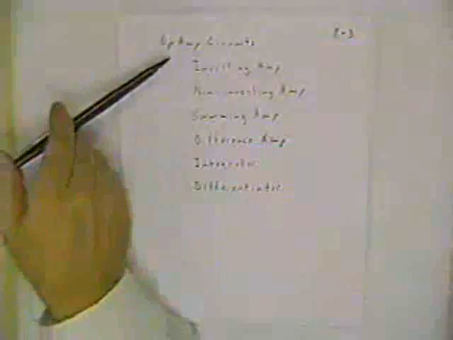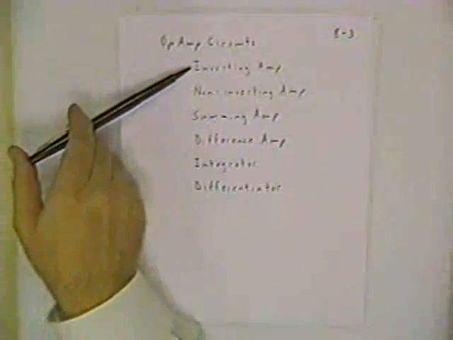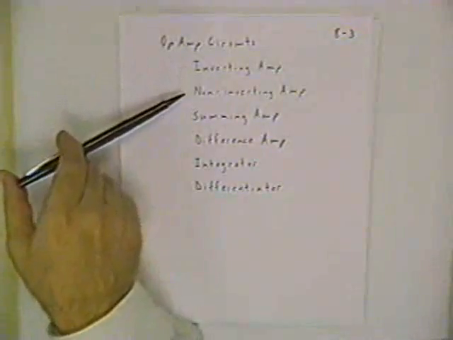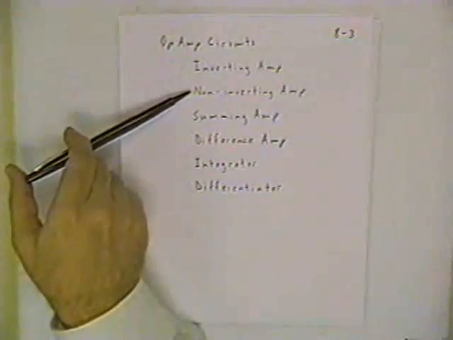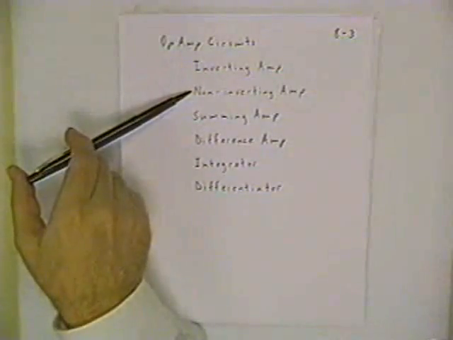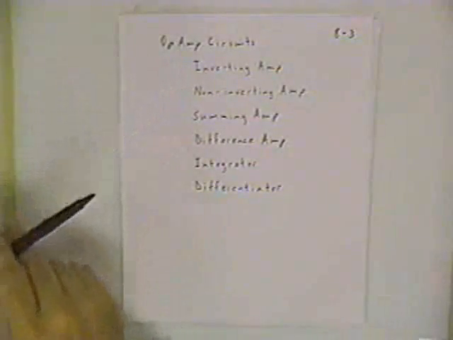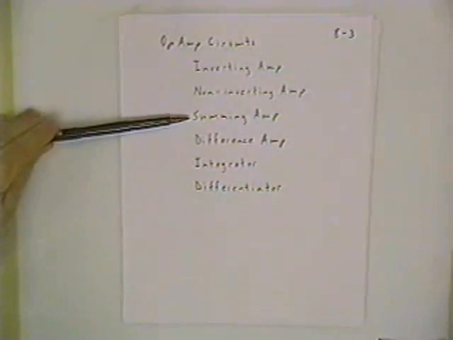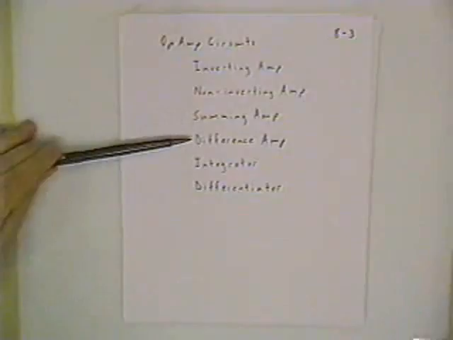The op-amp can be used as an amplifier that inverts the output with respect to the input. You can make an amplifier that doesn't invert and doesn't cause that 180-degree phase shift. You can take several input signals and add them together with different coefficients. So you can do a weighted sum of inputs. That's called a summing amplifier. You can take the difference of two inputs and amplify that. For control purposes, this is a very useful circuit.